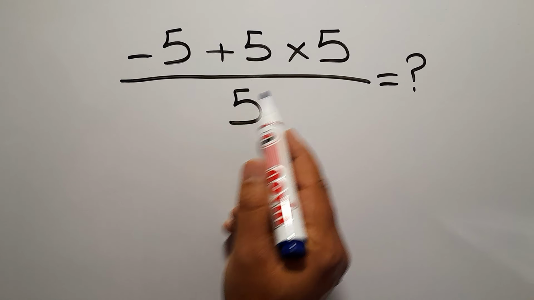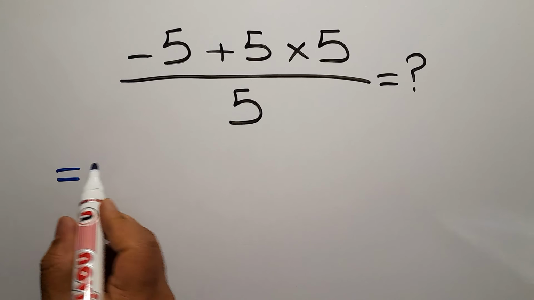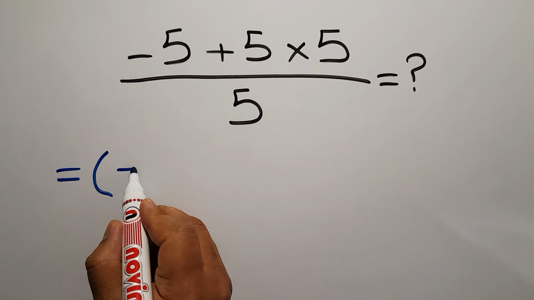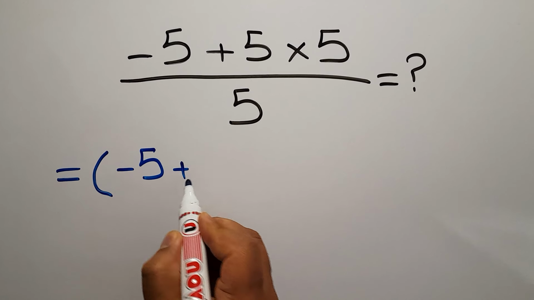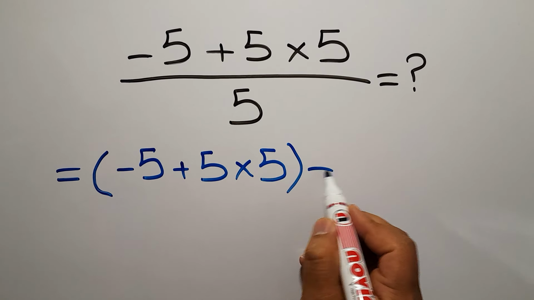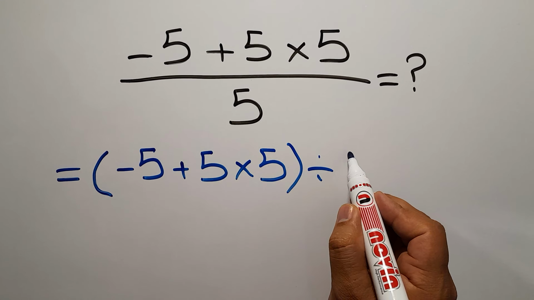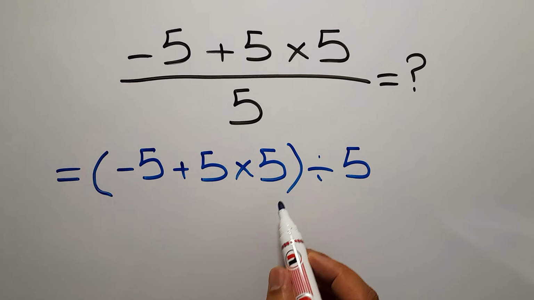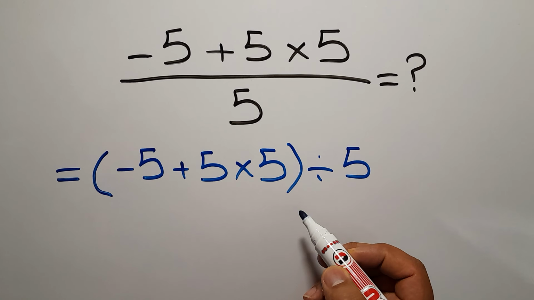Instead of this fraction, we can write parentheses, the numerator, which is -5 plus 5 times 5, divided by the denominator, which is 5. Now we have this parentheses and this division.